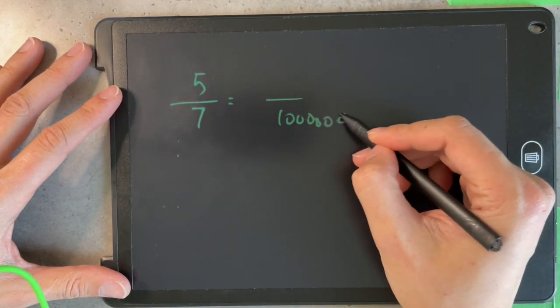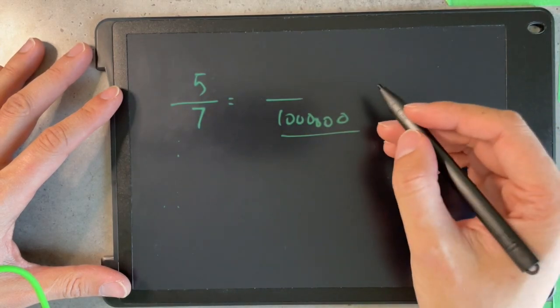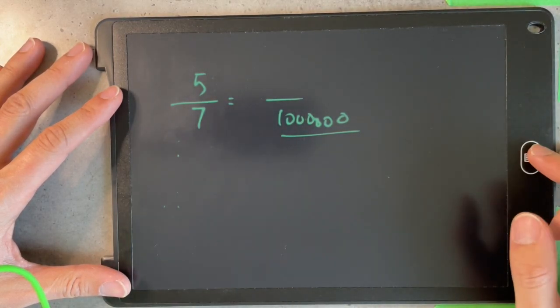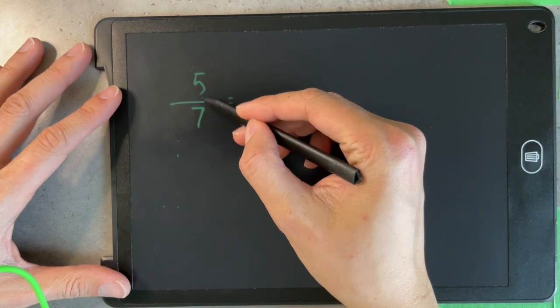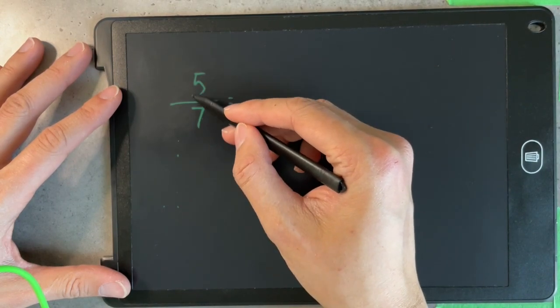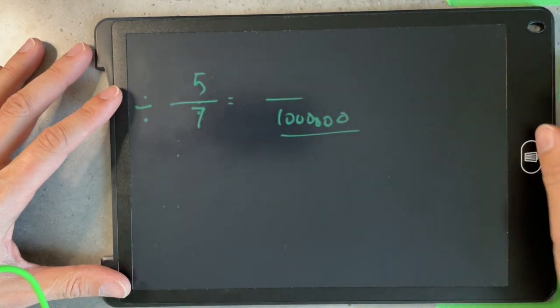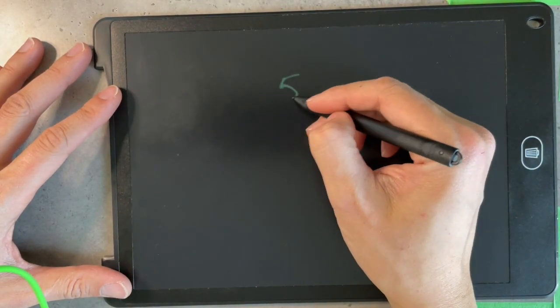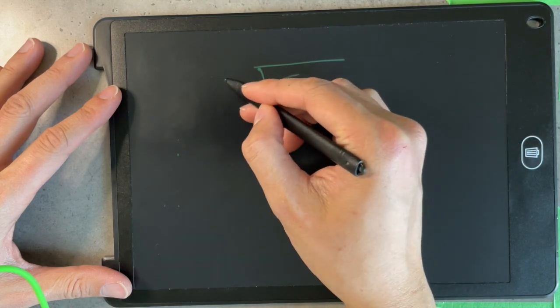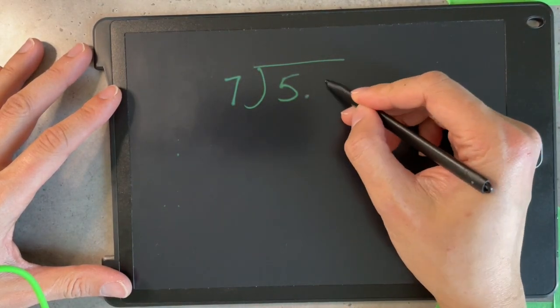Some fractions you can't really change because 7 does not go into 10, 100, or 1000, or for that matter any multiple of 10. So what you have to do is what the fraction says. 5 over 7 is 5 divided by 7, because remember the divide symbol. So you have to do 5 divided by 7 using long division.